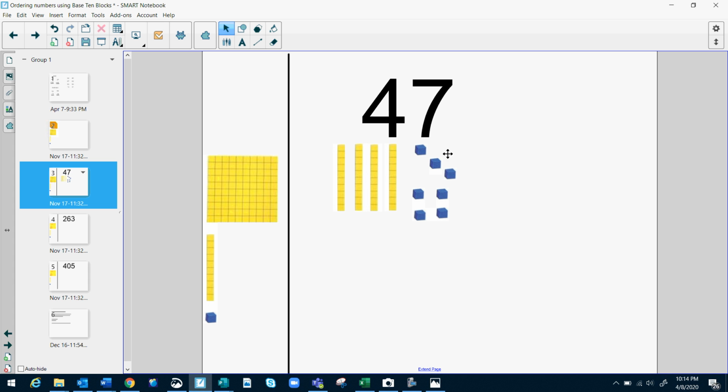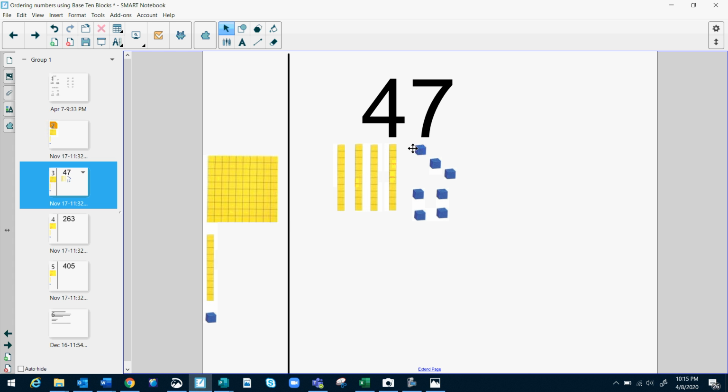Now, if you take a look, we've got a 4 and a 7 in the number 47, but they have a different value. 4 does not just mean 4. 4 actually means 10, 20, 30, and 40. So the value of this digit, the value of 4, is 40. Now, the value of 7, if you take a look at the blocks underneath, there are 7 ones, which equals 7. So the value of 7 is just 7.